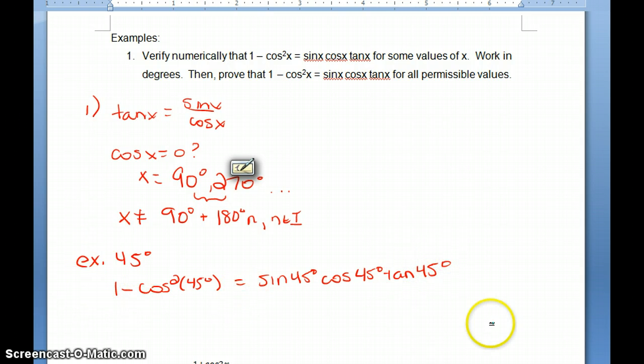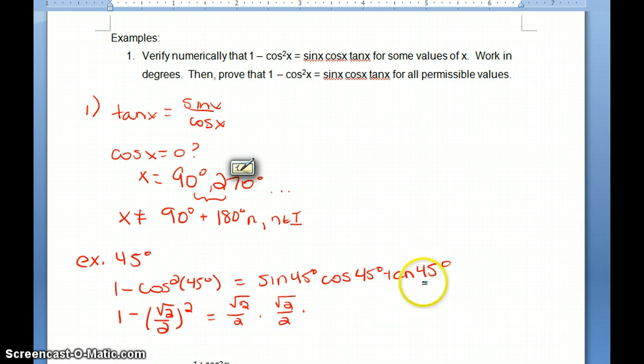Okay, and then from there you simply just solve. So you have 1 subtract cosine squared of 45. You can look at what cosine of 45 is. That is root 2 over 2, and that's all squared. And that is equal to the sine of 45, which is root 2 over 2, times the cosine of 45, which is root 2 over 2, times the tan of 45, and that one is just 1. Okay, so from there you can just solve.